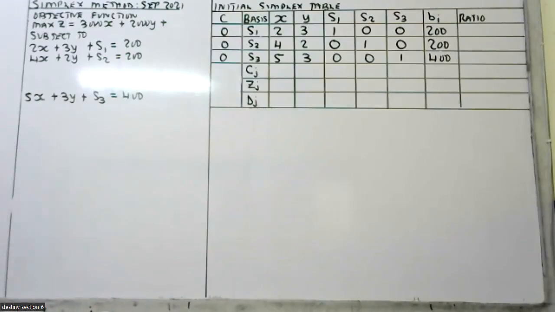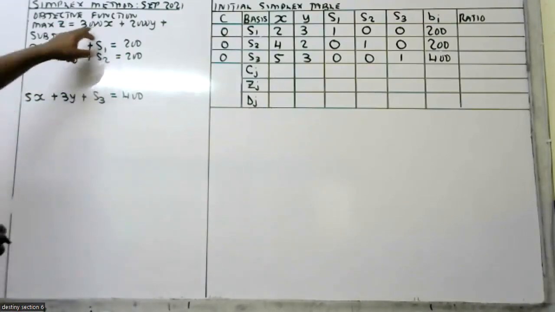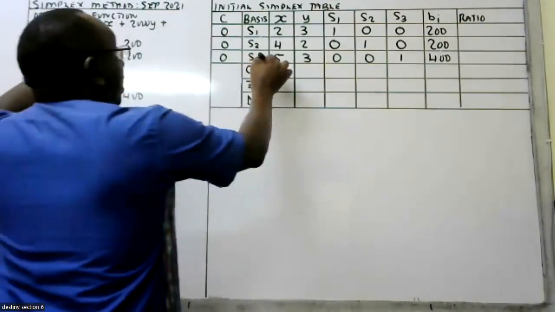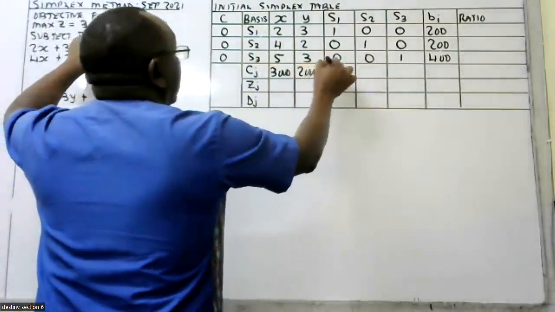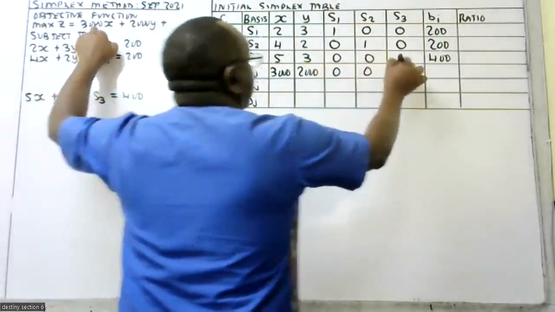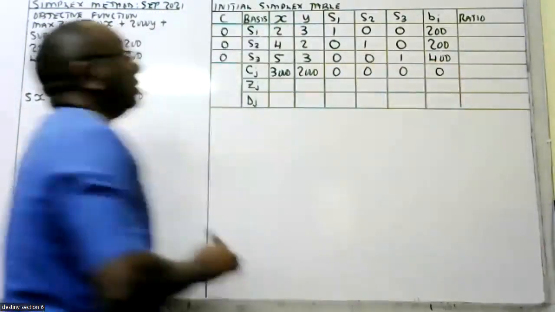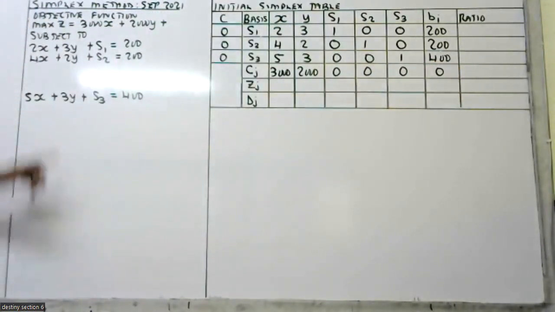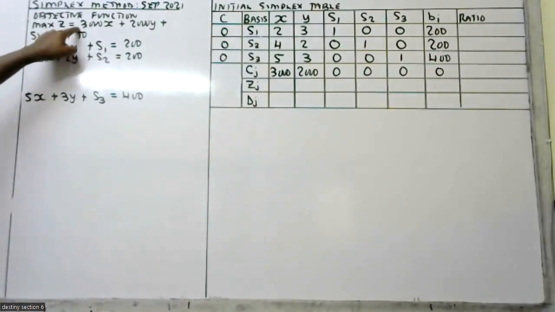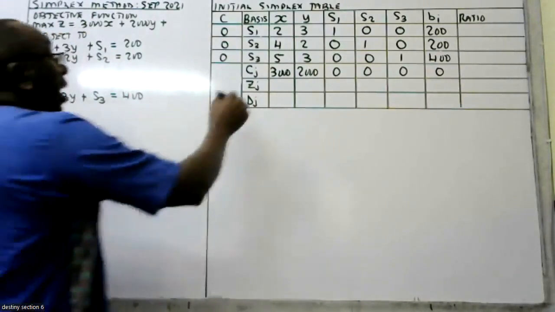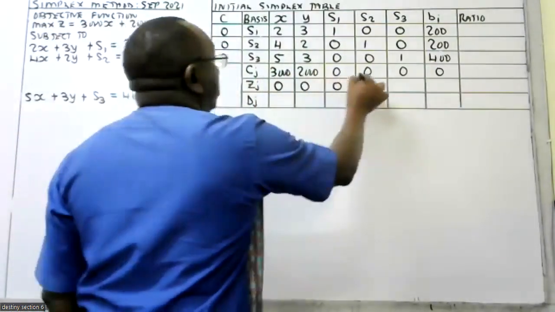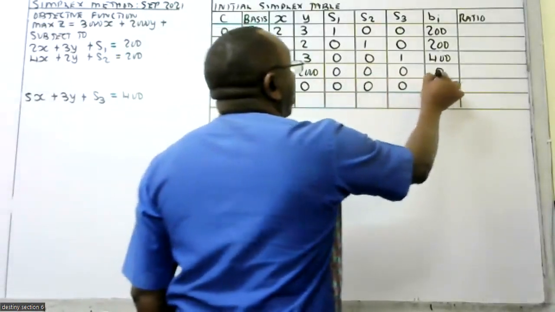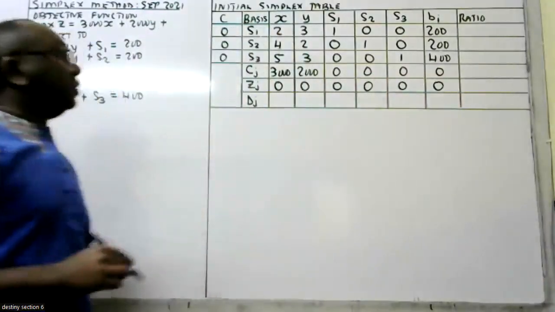Then from there, for the CJ, we record the values that are here. So this one is 3,000. This is 2,000. Then these are zeros. We are recording the coefficients in the objective function. Then for ZJ, in the initial table, we always put zeros.